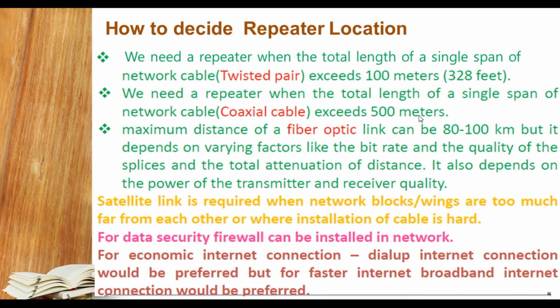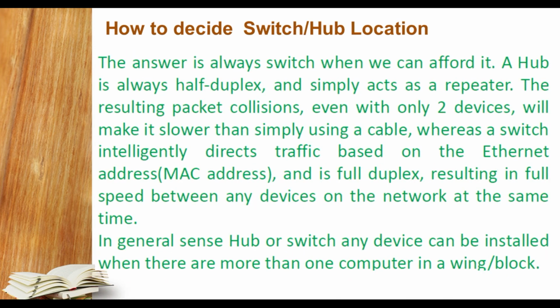For data security, a firewall can be installed in a network. Suppose you are using a secure connection, at that time we can use a firewall in a network. For an economic internet connection, dial-up would be preferred, but for faster internet, a broadband services connection would be preferred.